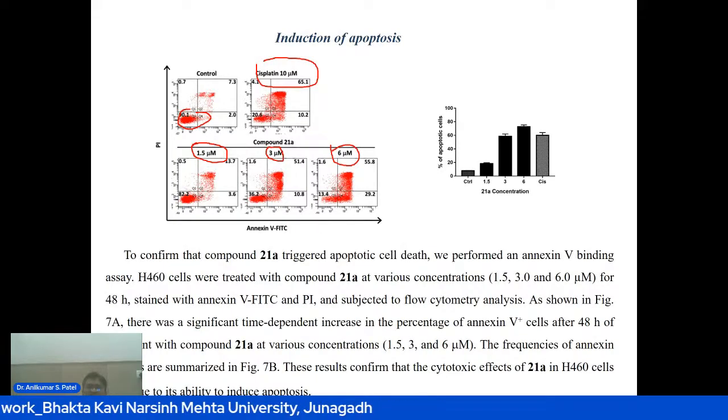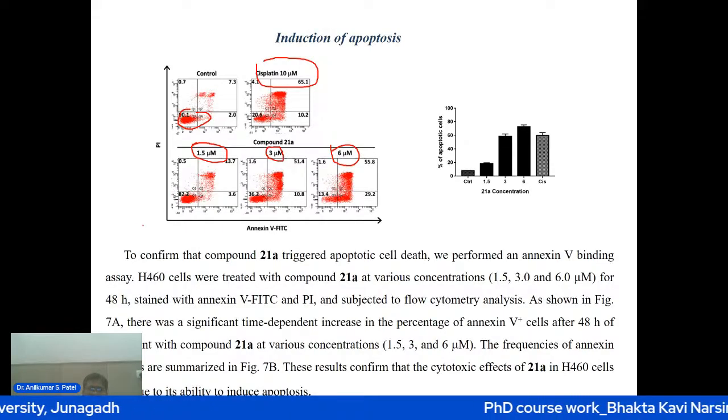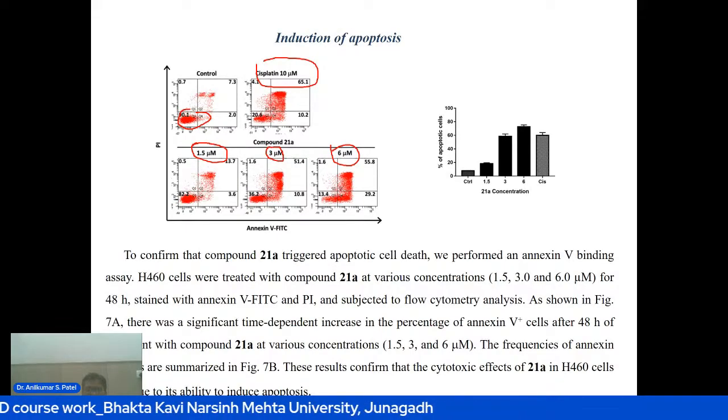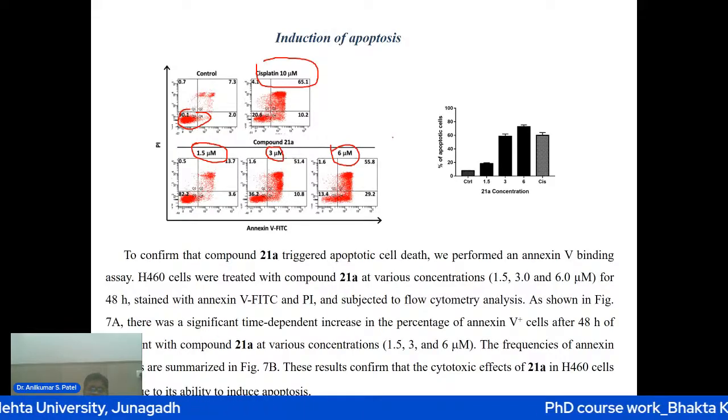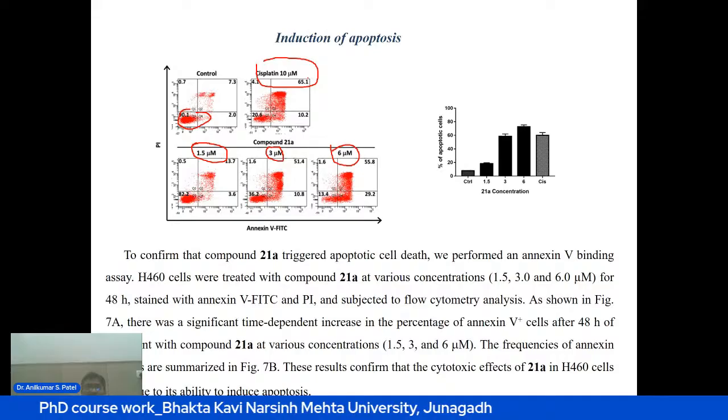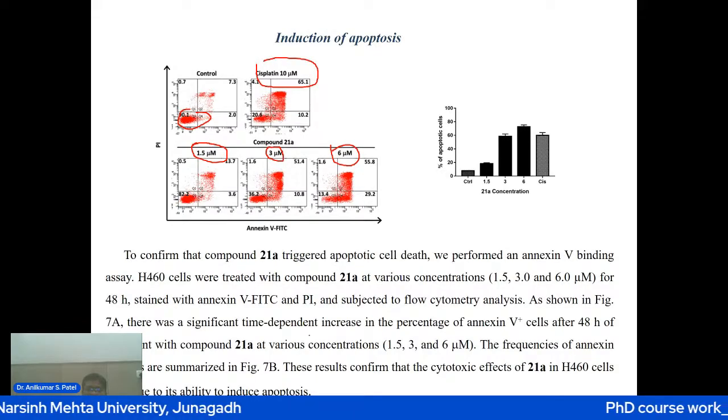The cells treated with this compound were subjected to flow cytometric analysis, as seen in figure A. The compound shows a significant time-dependent increase in the percentage of annexin V positive cells after 48 hours of treatment. The 6 micromolar compound is similar to cisplatin at 10 micromolar.